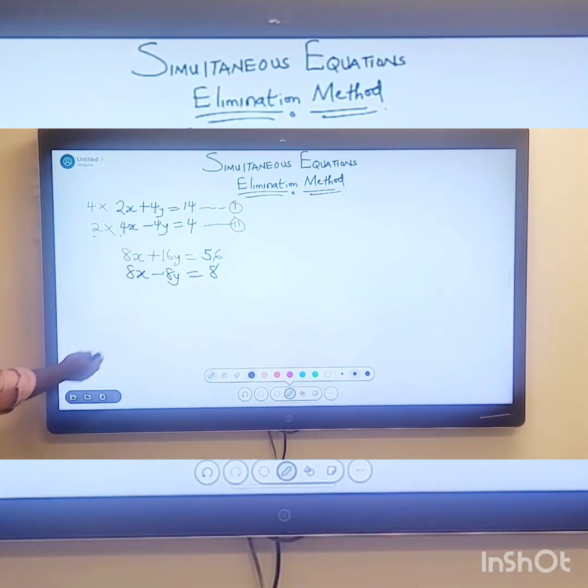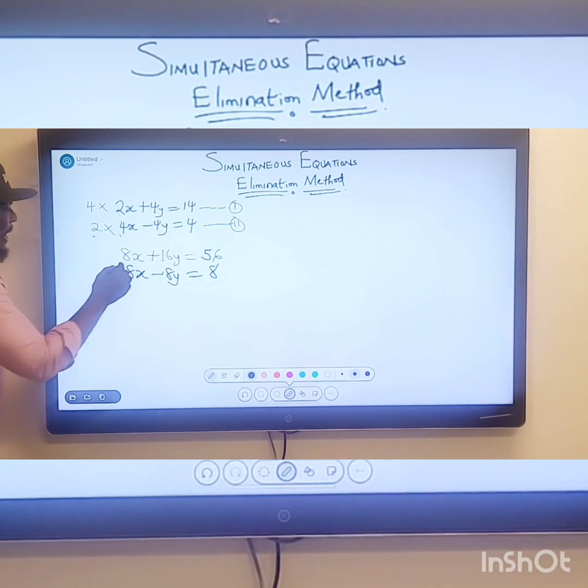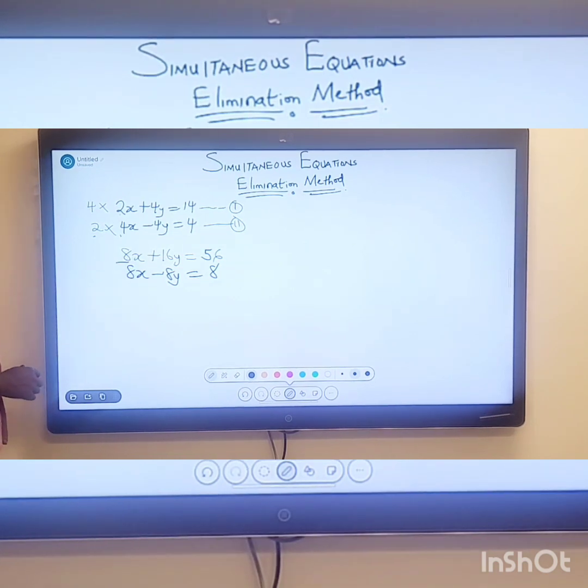Now, if you see this, for x we have the same thing. So what will you do here? You eliminate x, since we have x with the same coefficient. And how do you do that? By subtracting. So 8 minus 8 will give us 0. That's gone. Then also, plus 16y minus 8y.